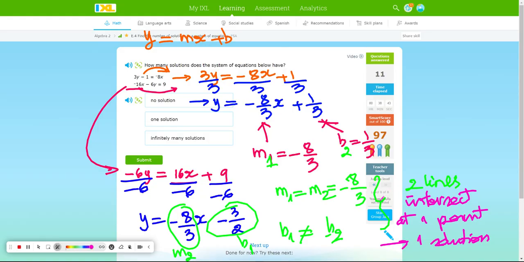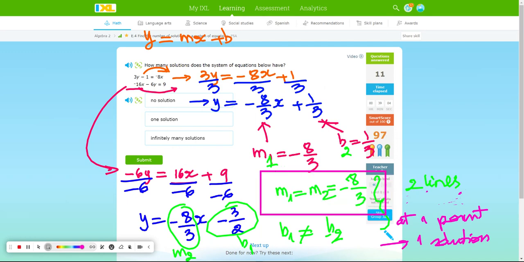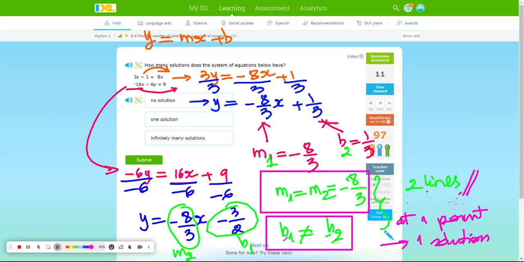Two slopes are the same, so the two lines are parallel. Let me go erase this. This is parallel, you guys, not intersect. I'm so sorry. So let's say it again. Two lines have the same slope, and the b's are different, so therefore the two lines are parallel. They never intersect.